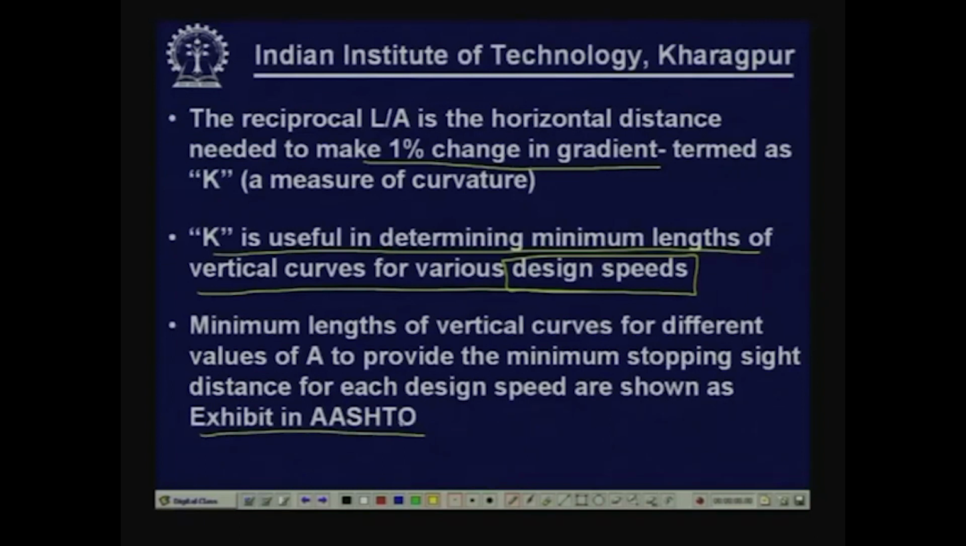AASHTO gives an exhibit showing the minimum required length of vertical curves for different values of A. Minimum length of vertical curves for different values of A will vary depending on the A, because length is K into A. Then again it will vary depending on the design speed, because the sight distance requirements or the stopping sight distance requirements will also vary depending on the design speed. So, AASHTO gives the length of the curve as an exhibit. Let us have a look at that.